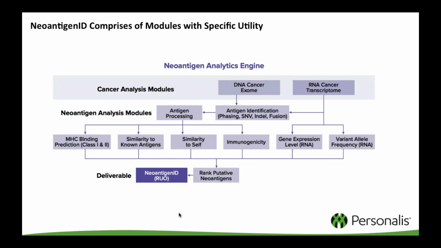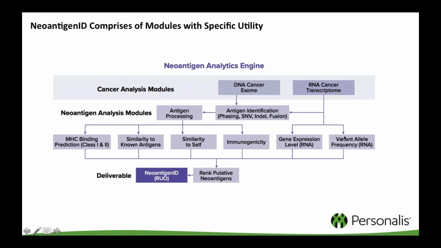And so this schematic shows the workflow for our neoantigen analytics engine. So with neoantigen ID, we can provide overall neoantigen load, as well as give you a complete report of the predicted neoantigen candidates. And so this all starts for us with inputting high quality exome and transcriptome data into our pipeline, right? Because you want to avoid gaps like we just showed in the previous section.